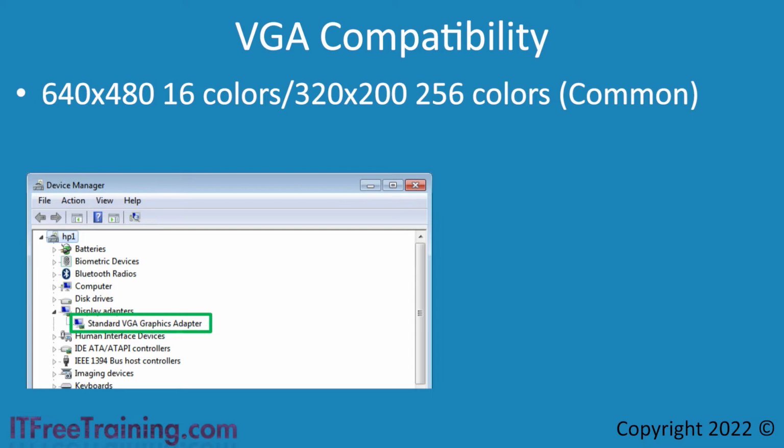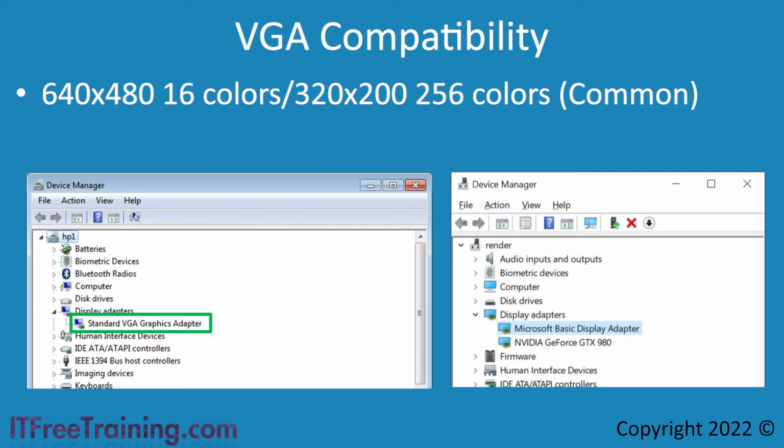Depending on which operating system you are using, and if it is a physical or a virtual machine, the device driver may be called a different name. For example, on this version of Windows, the device driver is called Microsoft Basic Display Adapter. Newer versions of Windows have increased the minimum resolution supported to 800 by 600 resolution. So don't be surprised if you see that resolution rather than 640 by 480.